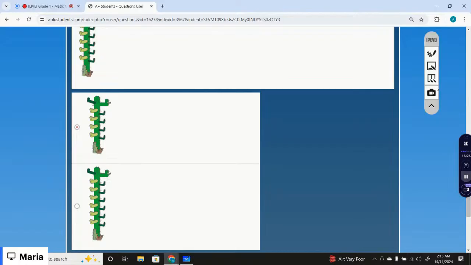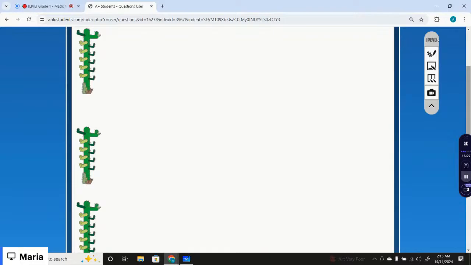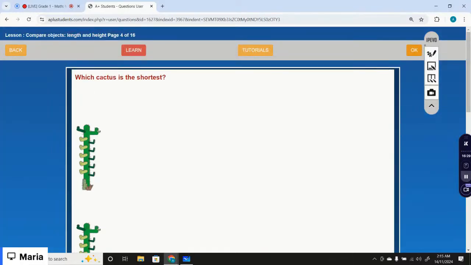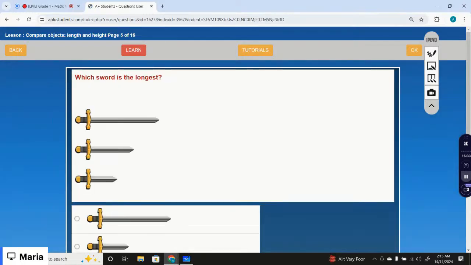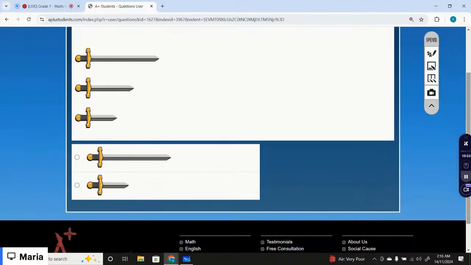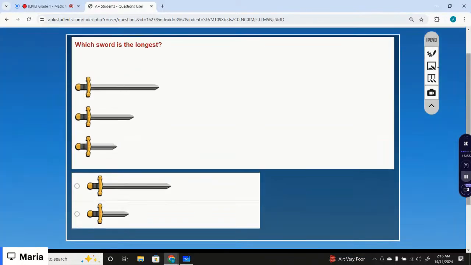Option number one is the correct option, right? That is the shortest one. Which sword is the longest? So which is the correct option? Here are the options. Which is the longest one?